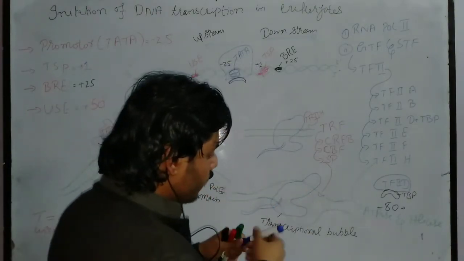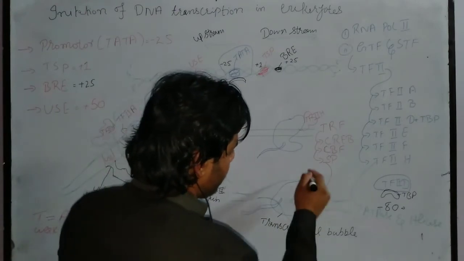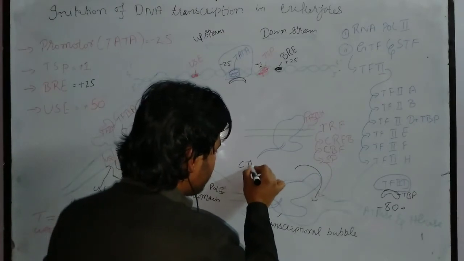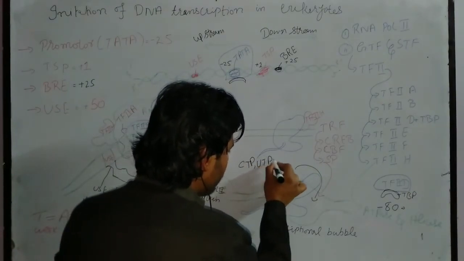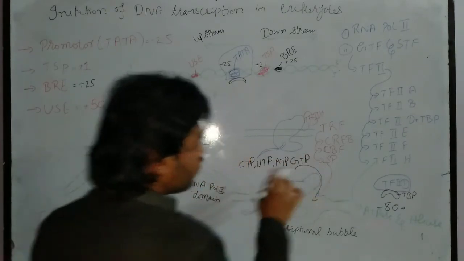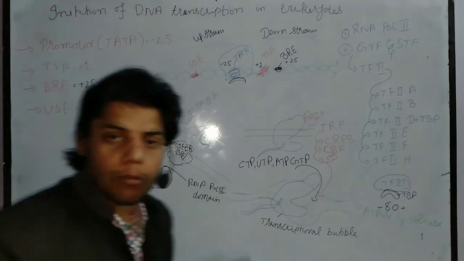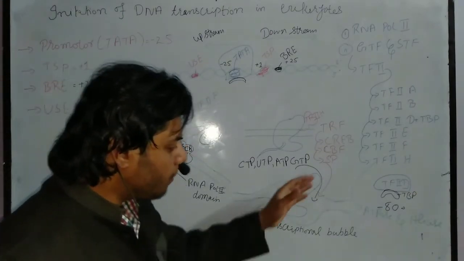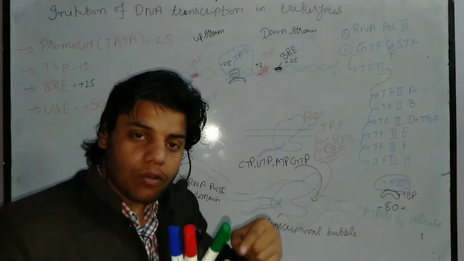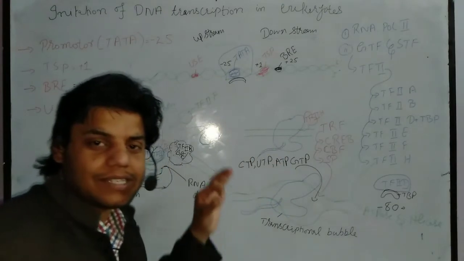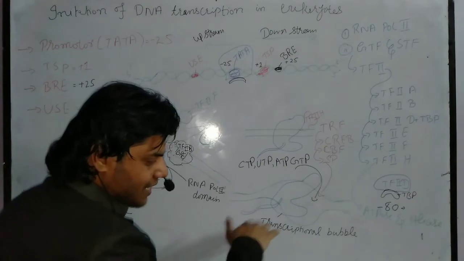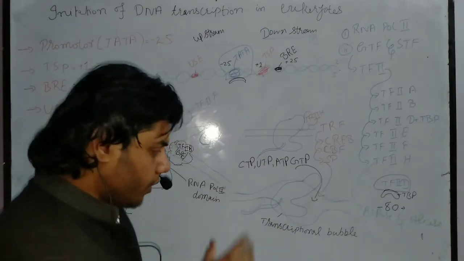Then after that, at that specific position, nucleotides will be added like CTP, UTP, ATP and GTP. All these nucleotides, which are actually ribonucleotides or RNA sequences, will be bound here one after another. Then the RNA strand will be synthesized at that specific position through the addition of RNA nucleotides.